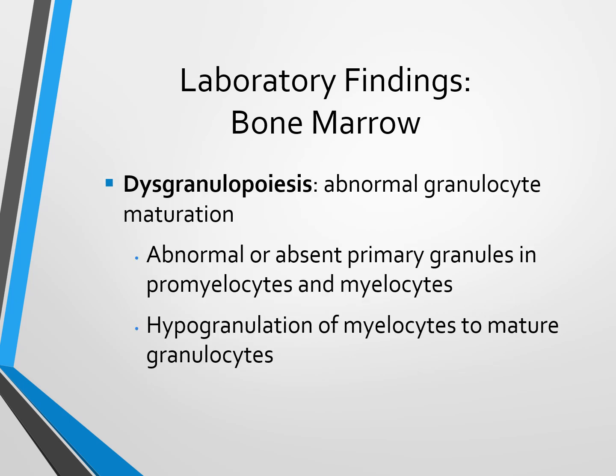Okay, so some other things that we might see in the bone marrow is dysgranulopoiesis. That's really going to be abnormal granulocyte maturation. So we're going to see things like absent or abnormal primary granules in the promyelocytes and myelocytes. We may see hypogranulation of myelocytes and mature granulocytes. And again, we may see some other anomalies that we talked about before, where we may see some cellular division when it should not be happening in that maturation pool, etc.